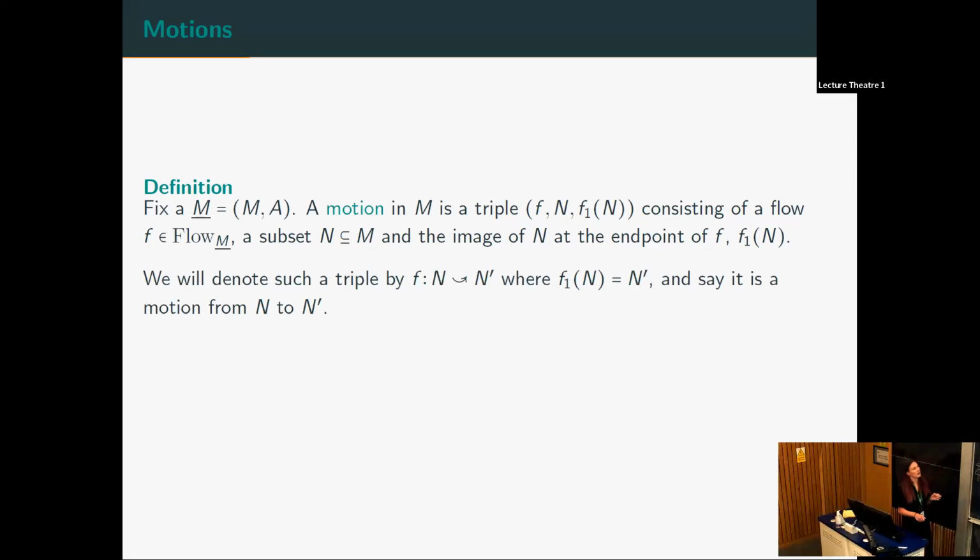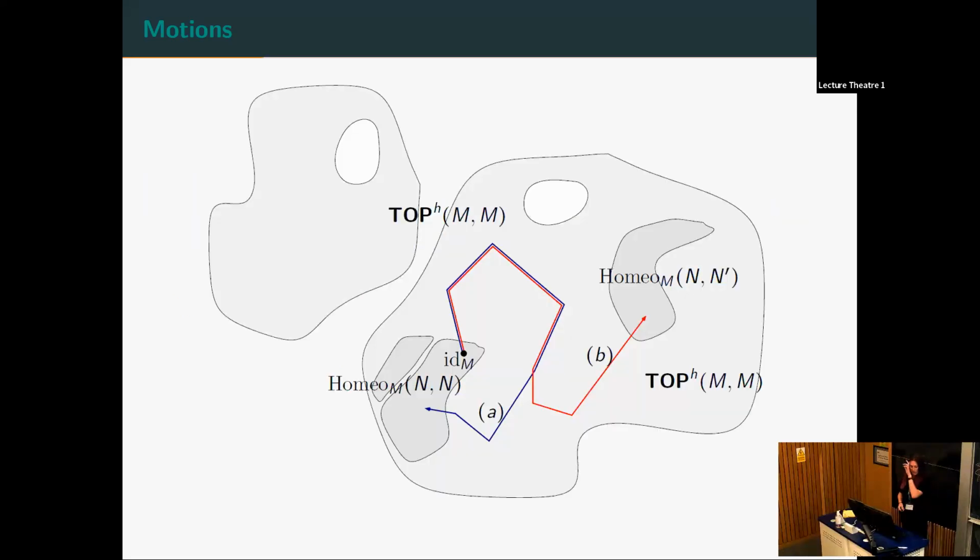And we might sometimes use this notation where we draw this a little bit like a map, but we use this curly arrow because F isn't really a map from N to N prime. Okay, and then we also introduce this notation, M, for just the set of all motions from N to N prime. And then we could represent this pictorially.